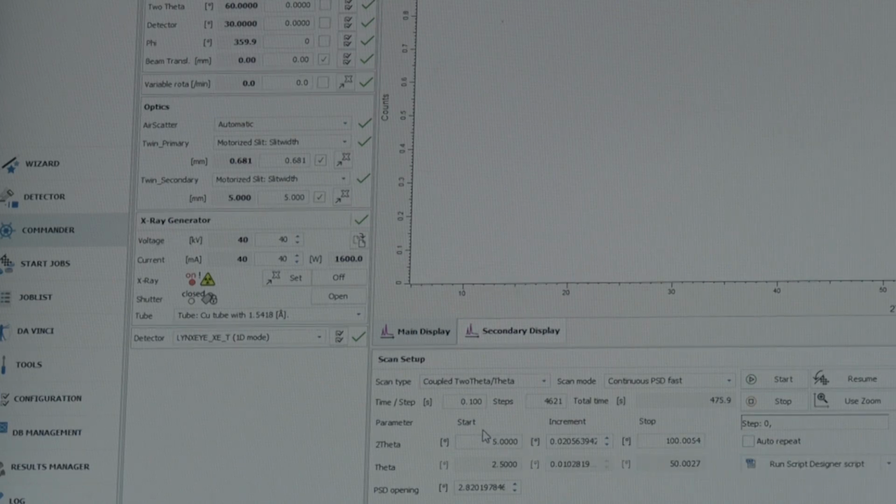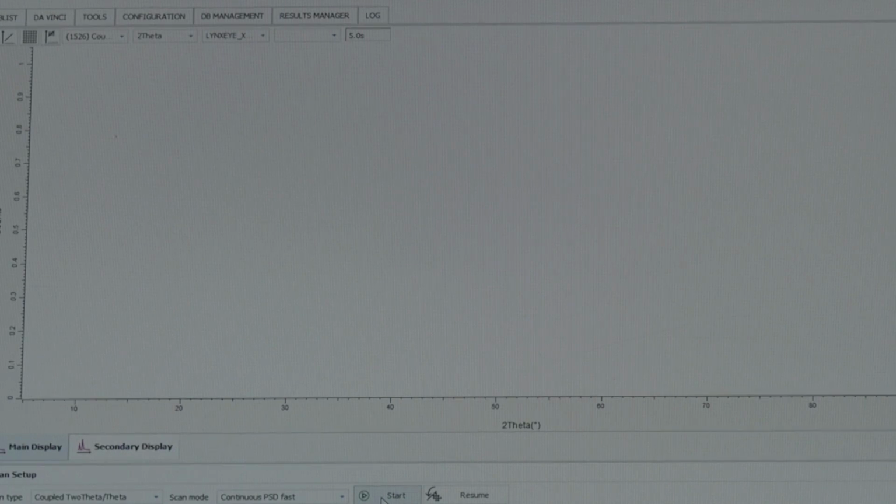The 2 theta values of our measurement have been set from a start position of 5 degrees to a stop position at 100 degrees with an increment of 0.02 degrees at each step. After setting the parameters, we can move on to the measurement. Once we press start, the source and the detector will move to the starting 2 theta position, which we have set at 5 degrees.